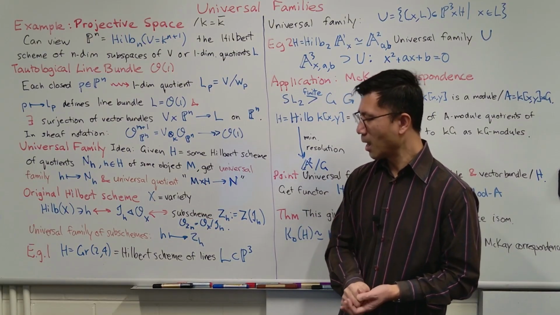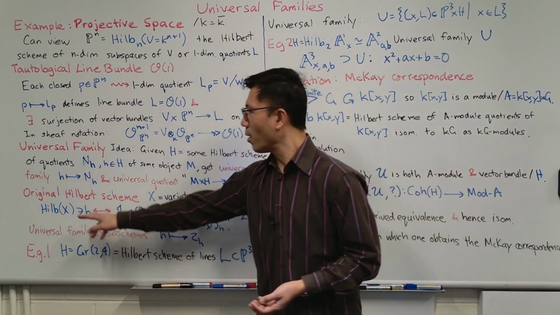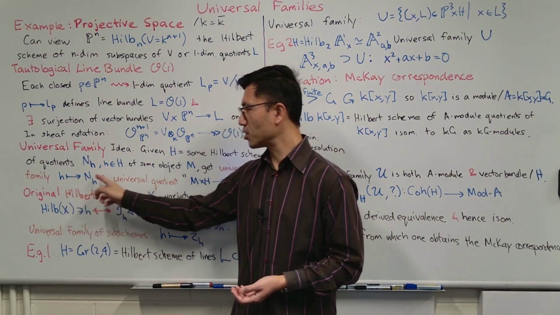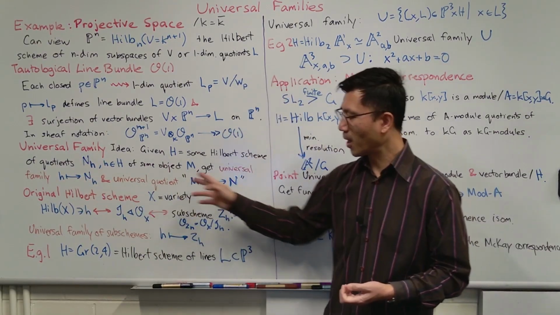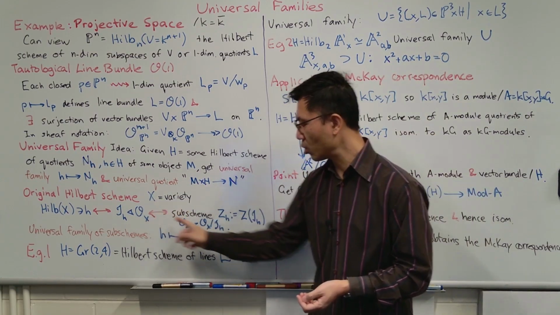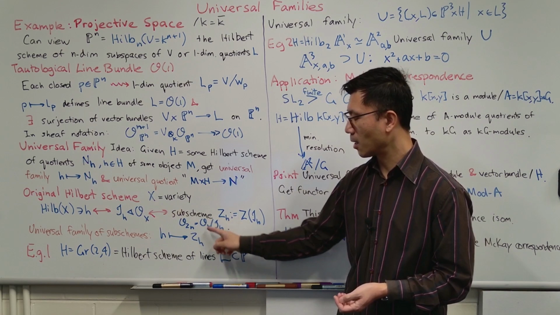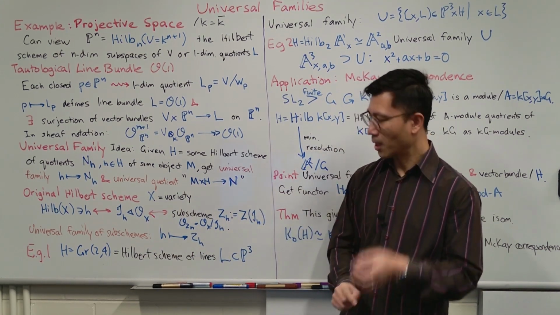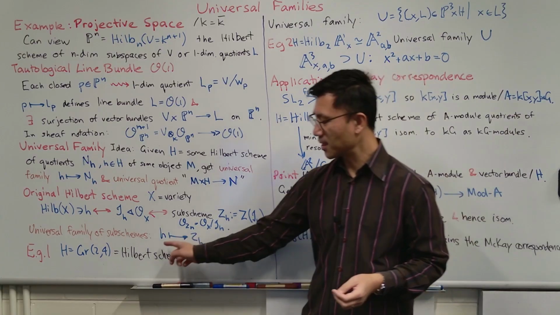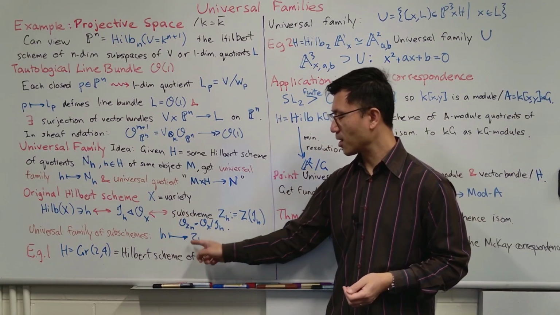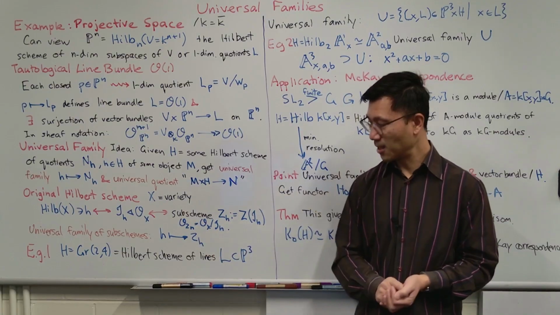And in this case here, whereas before we were looking at the family of quotients, h goes to N_h, what happens is we've applied the algebra-geometry duality. So instead of looking at quotients of this O_X, we look at subschemes of this X. So here, the universal family sends this h to this universal subscheme, so these Z_h, these subschemes instead.